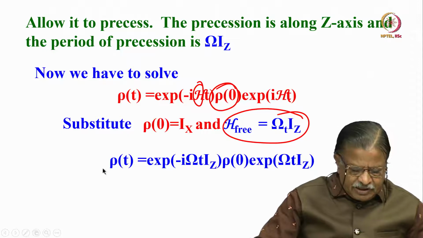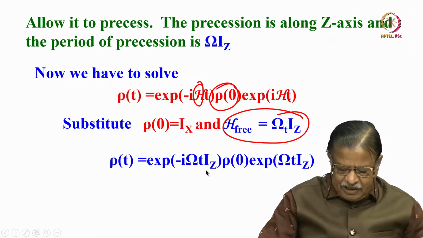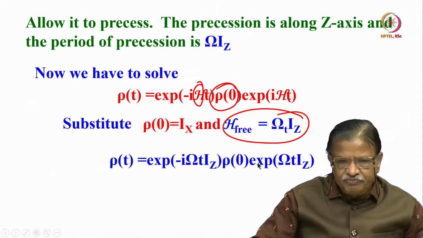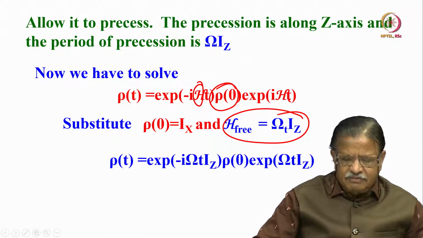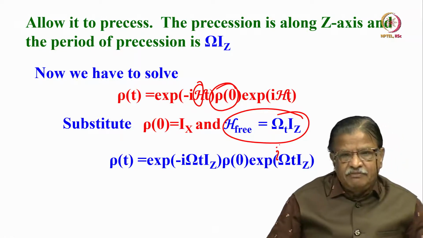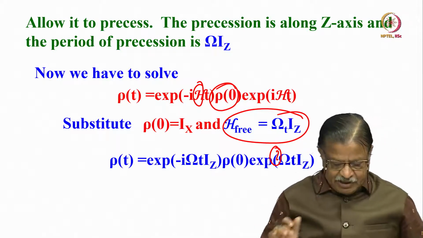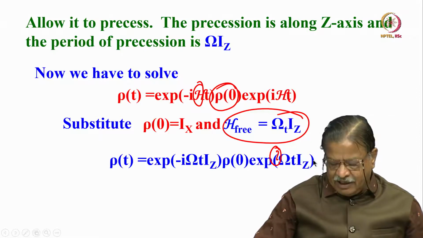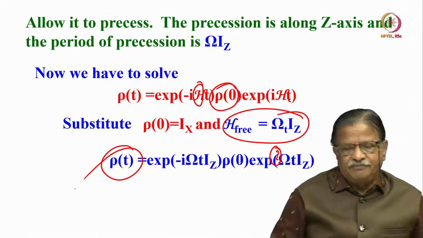If you substitute, it turns out to be rho of t equal to exponential minus I omega t Iz, rho 0, exponential I omega t Iz. Sorry, I have missed the I here. I should be there. Please remember, I should be there. It is a typo. So exponential minus I omega t Iz, rho 0, exponential I omega t Iz. This is what I have to evaluate now, so that I can get rho of t.